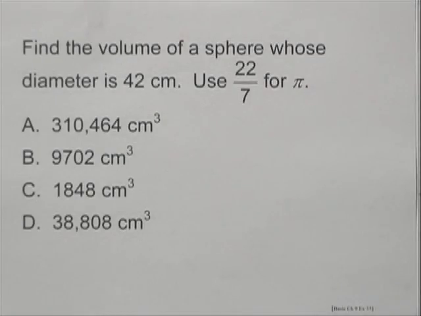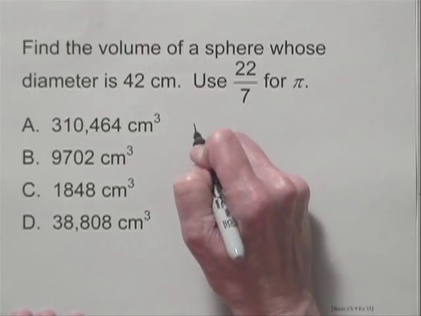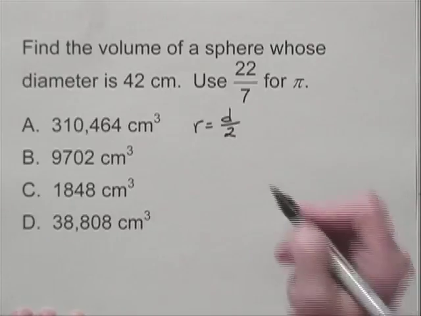Find the volume of a sphere whose diameter is 42 centimeters. Use 22/7 for pi. Well, the formula for the volume of a sphere is given in terms of the radius of the sphere. So the first thing we need to do is find the radius from the diameter. And we know that the radius is equal to half the diameter, or the diameter divided by 2.